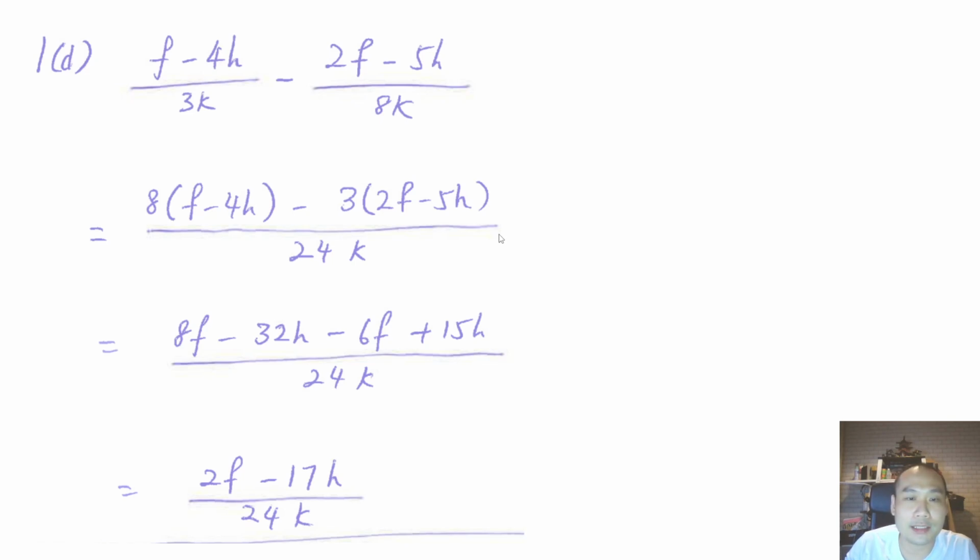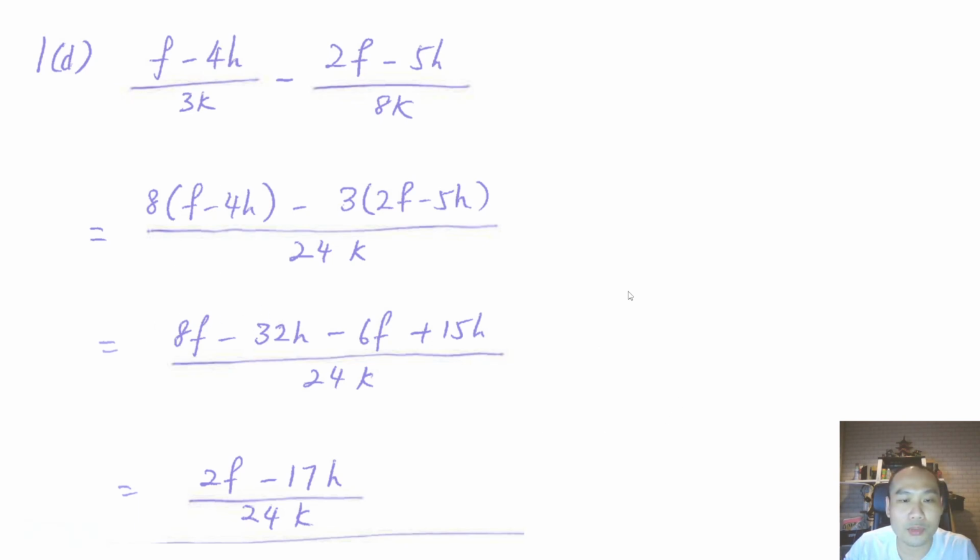So once I have that, the next thing I'm going to do is to expand everything. Here the only thing we need to be careful about is that this is a negative 3 multiplying with the bracket portion, which is the original numerator. So negative 3 times 2f gives us negative 6f, negative 3 times negative 5h, negative times negative, gives us a positive 15h. The first two terms are quite straightforward, just multiply 8 in.